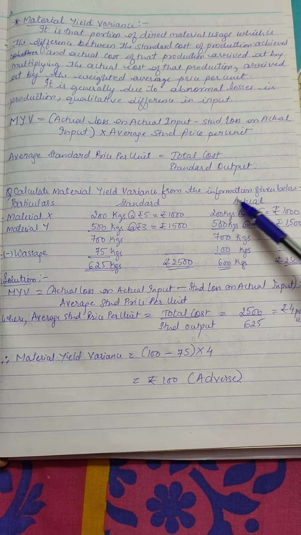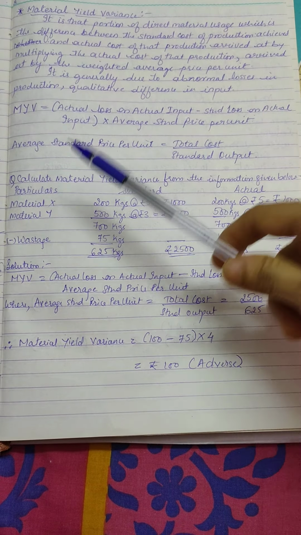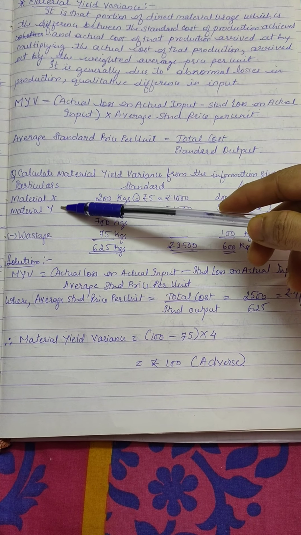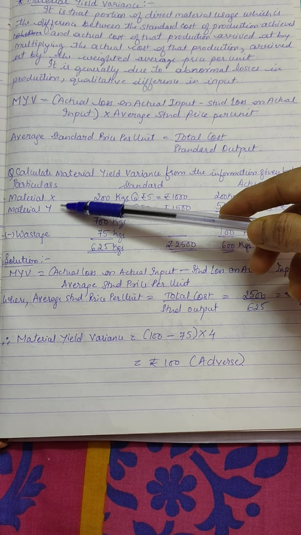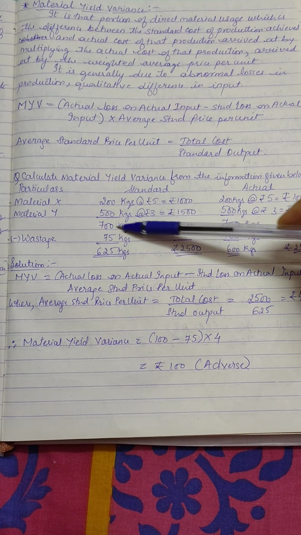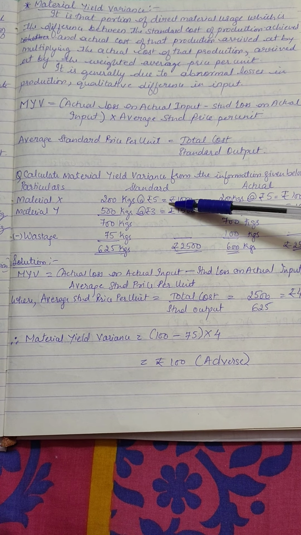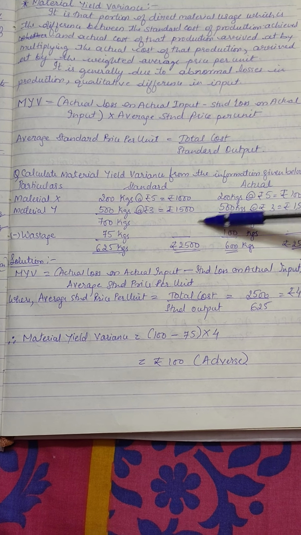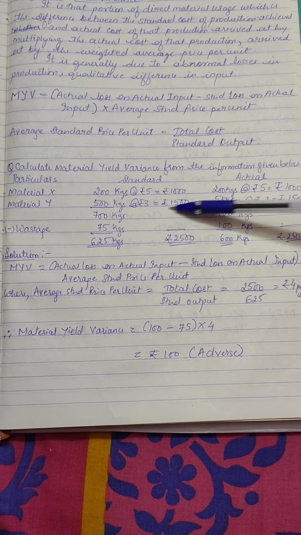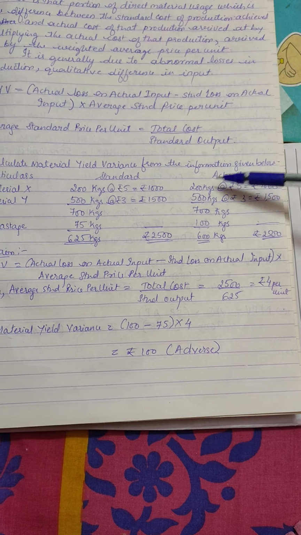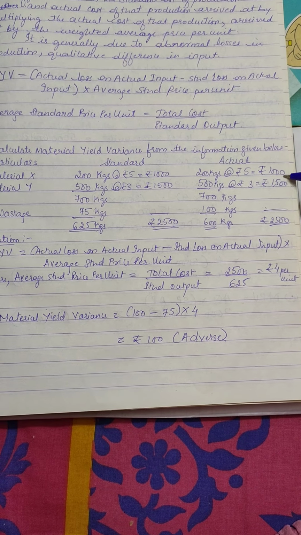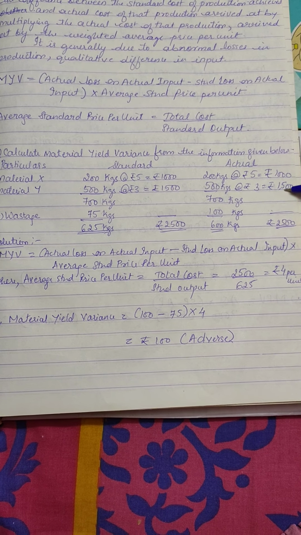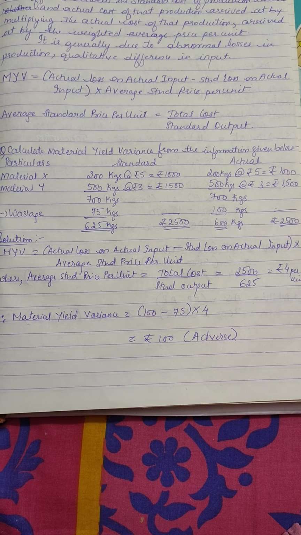Calculate material yield variance from the following information given below. So here the information is given about two products, two materials, X and Y. Standard information is given, that is standard quantity, standard price, and the total standard cost. For actual, the quantity and the price are given, so the total actual cost is just multiplied and the amount put over here.